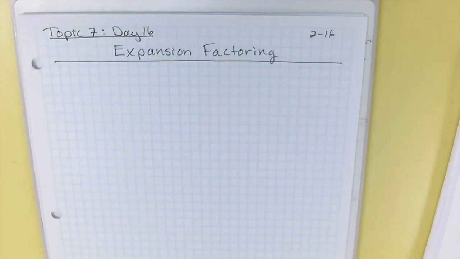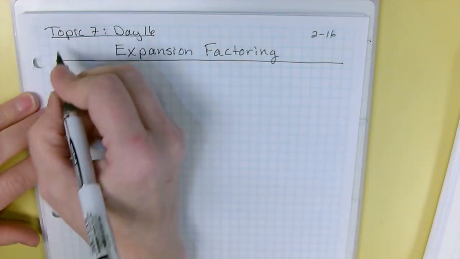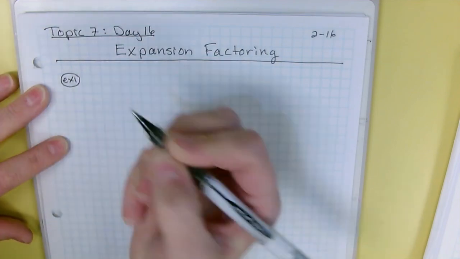Right, here we go. Like I said, very short notes today. Expansion factoring. We've been doing it a little bit as we've gone along. I just want to put a couple examples in your notes. So if you're looking for expansion factoring, you have something to look at that's specific.